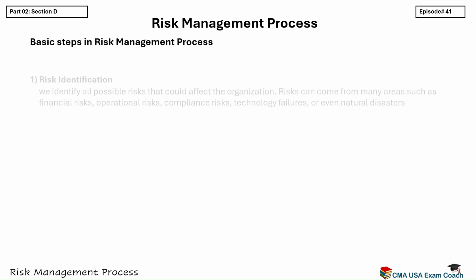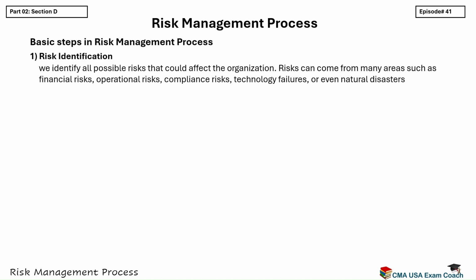Risk identification. This is the foundation of risk management. In this step, we identify all possible risks that could affect the organization. Risks can come from many areas, such as financial risks, operational risks, compliance risks, technology failures, or even natural disasters. The aim here is to create a complete list of potential threats before they cause any damage.